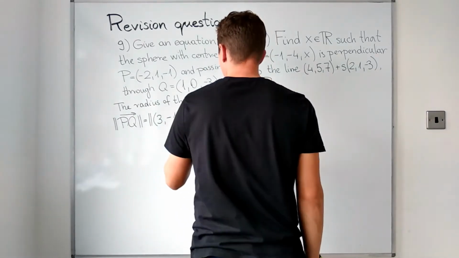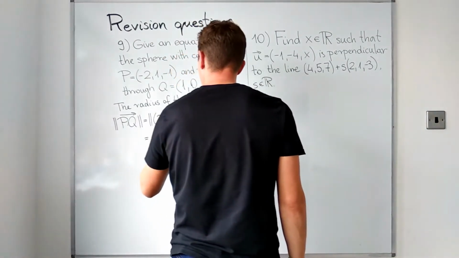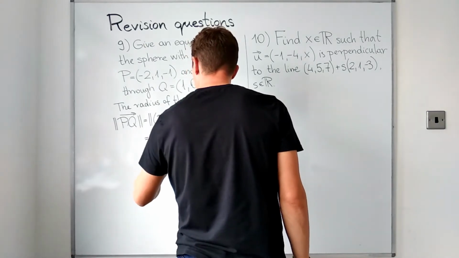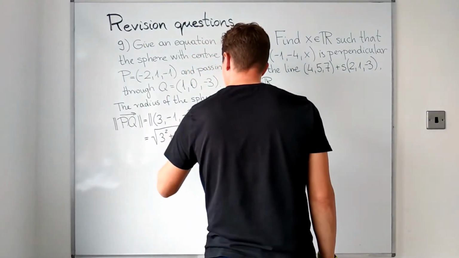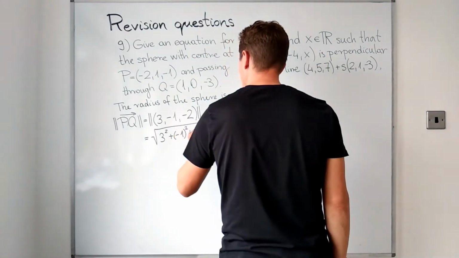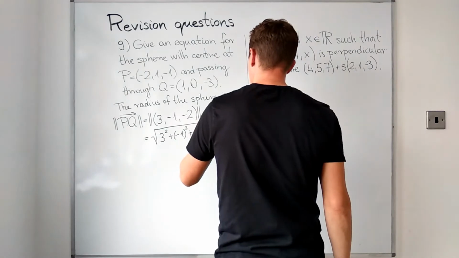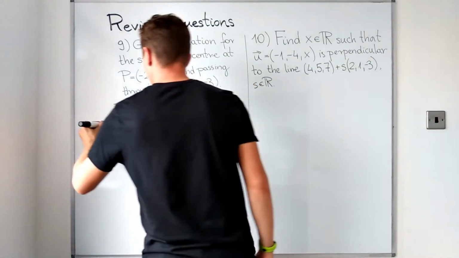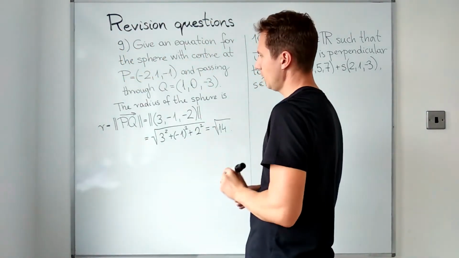And what is the length of this vector? Well, it's the square root of the squared sum of its coordinates. Which is simply 9 plus 1 plus 4, that is 14. So the radius of our sphere is equal to root 14.